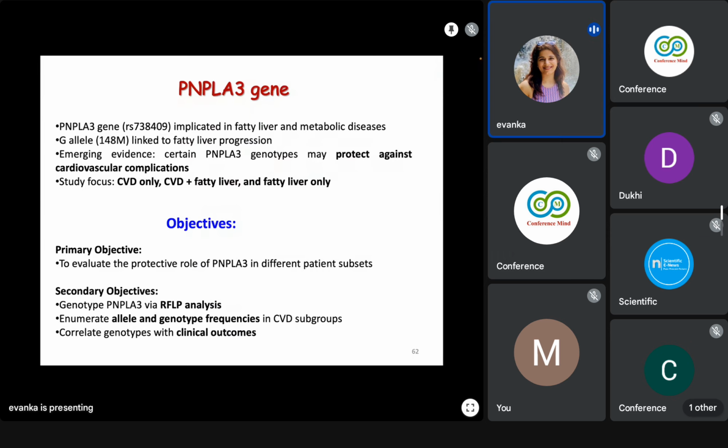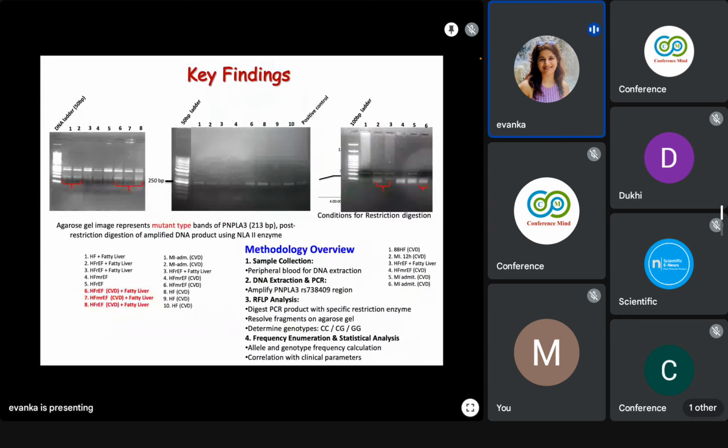So what we have done is take these patients and isolate DNA. If I look at the methodology overview, post DNA extraction, RFLP analysis has been done, and we looked for the CC, CG or GG genotypes. If we look into the allele and genotype frequency calculations, it would help us correlate them with the clinical parameters.